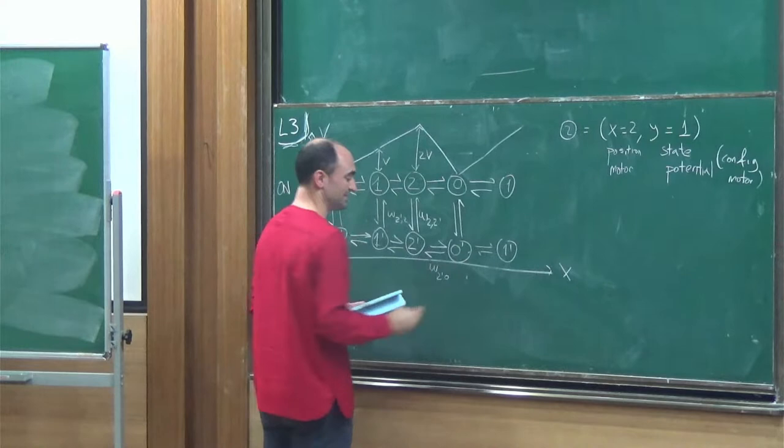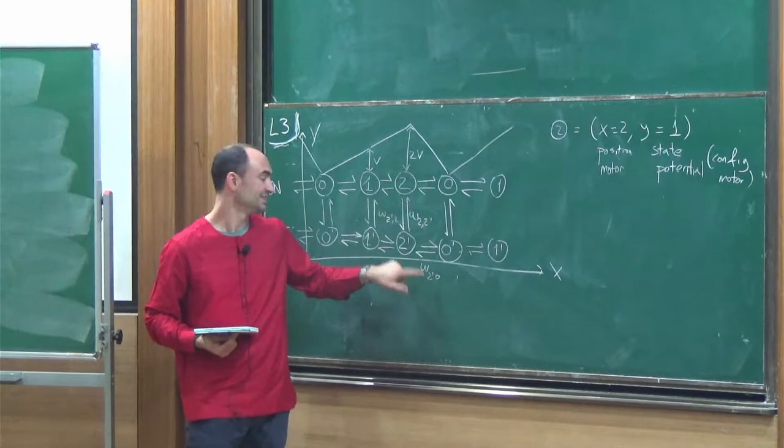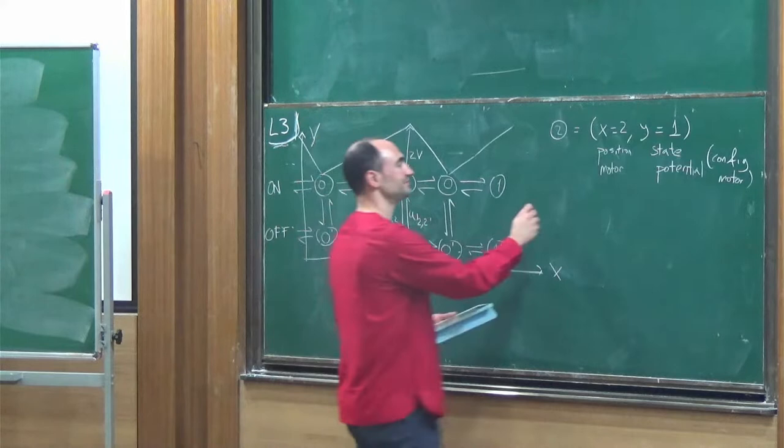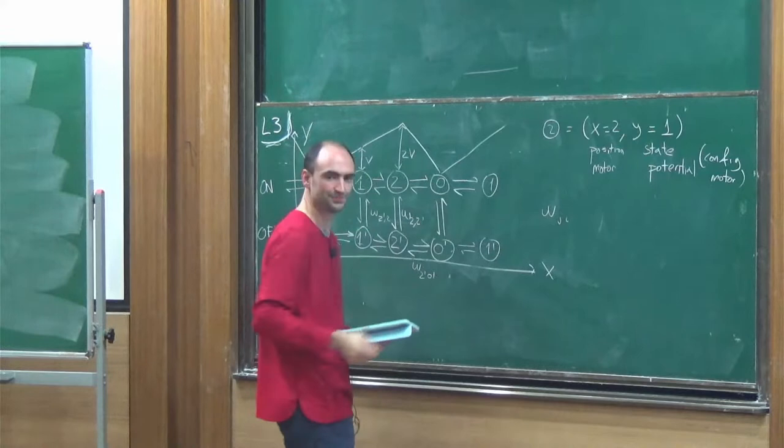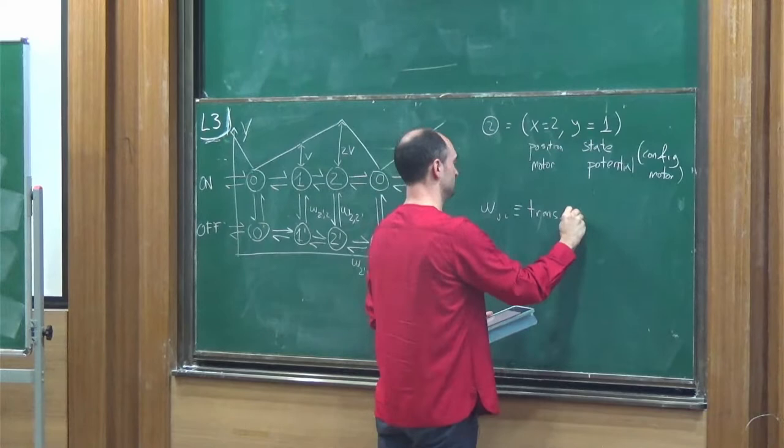0 prime. No, because I go from 0 to 2 prime. This arrow, the notation I will use is this one: omega ij. You're saying 0 prime, 0 prime? Yes, true. This will be the transition rate from i to j.